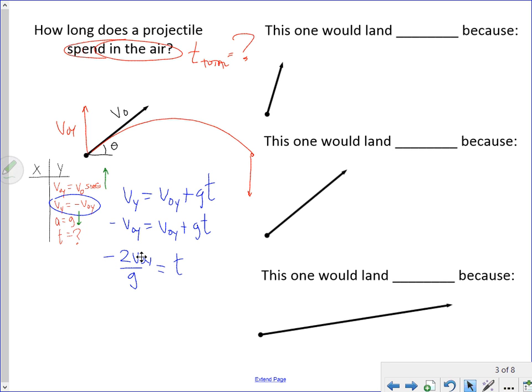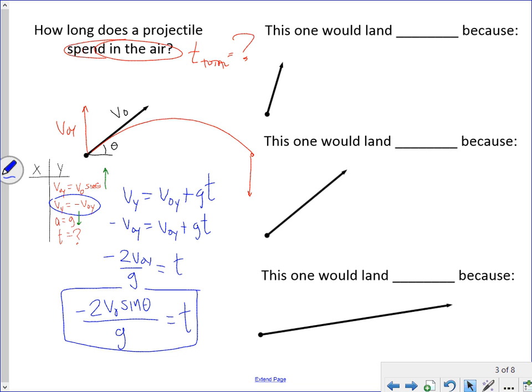And the next little detail is, well, how do we express V naught Y? We write it as V naught sine theta over G. There's an expression for T. So notice again, the time that a projectile spends in the air, if it's a symmetrical one, depends entirely and only on how fast it's fired vertically. G is just G. And that hopefully makes sense, right? If you want something to spend more time in the air, shooting it faster horizontally just doesn't do it.